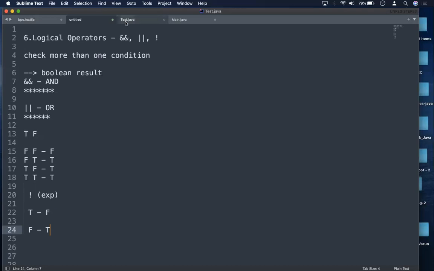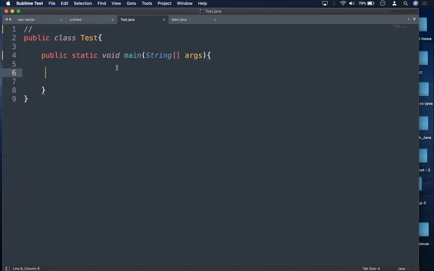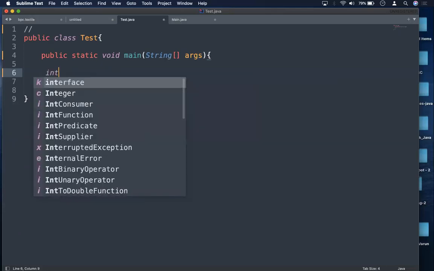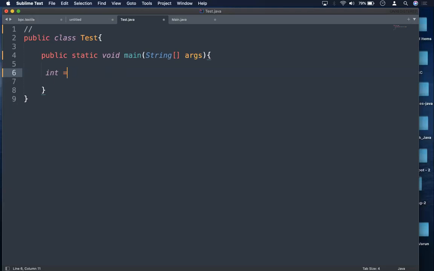In order to understand, we write a simple code and find whether a given number is divisible by 3 and 7. First of all, we require some number. Let's take some int n, and we will take this number automatically generated by Math.random. So this program is to find whether a given number is divisible by 3 and 7.